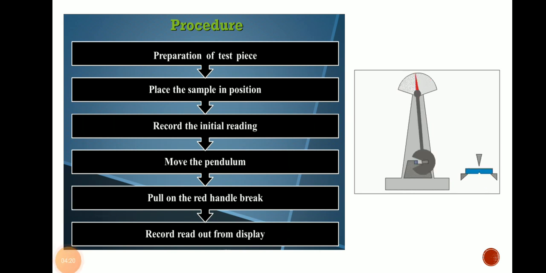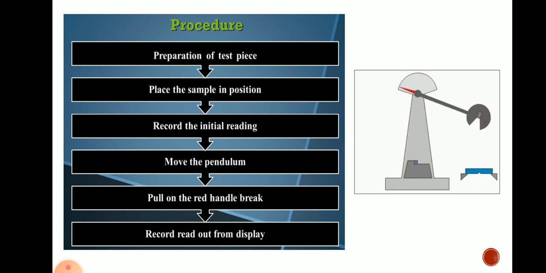Thirdly, we will record the initial readings shown in the pointer scale. Then we will move that pendulum to a certain height h1 and release it from that height so that the hammer will hit the specimen and the specimen will break. After breaking the specimen, the hammer will again go to a certain height because it is a pendulum.